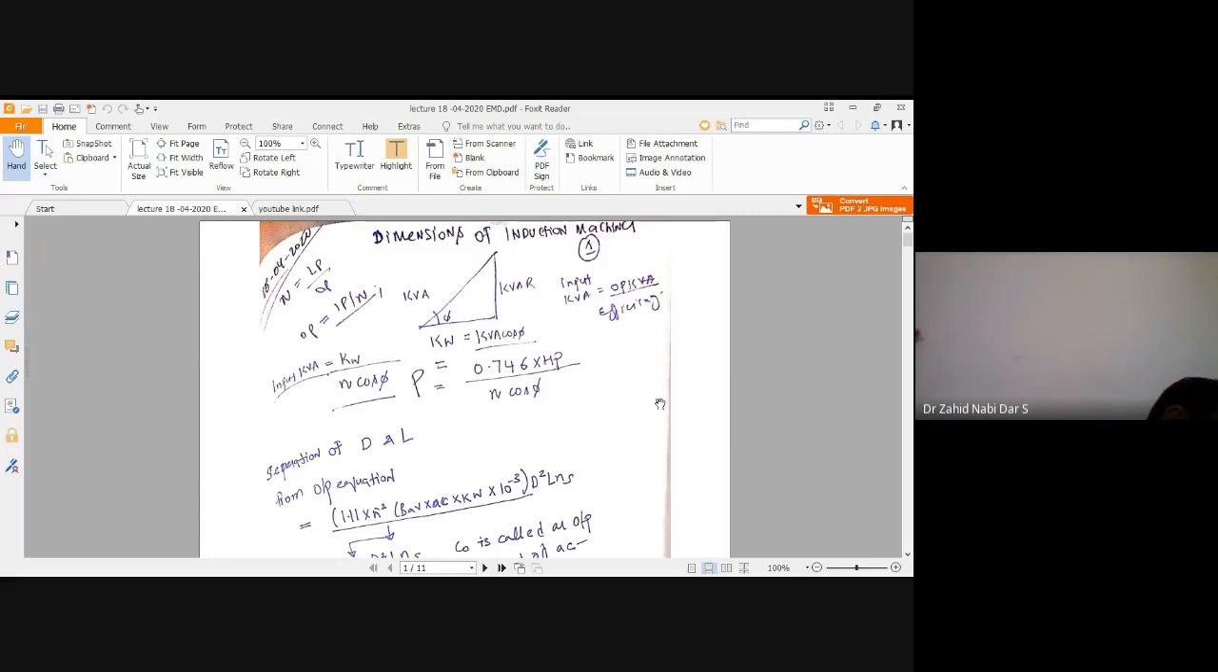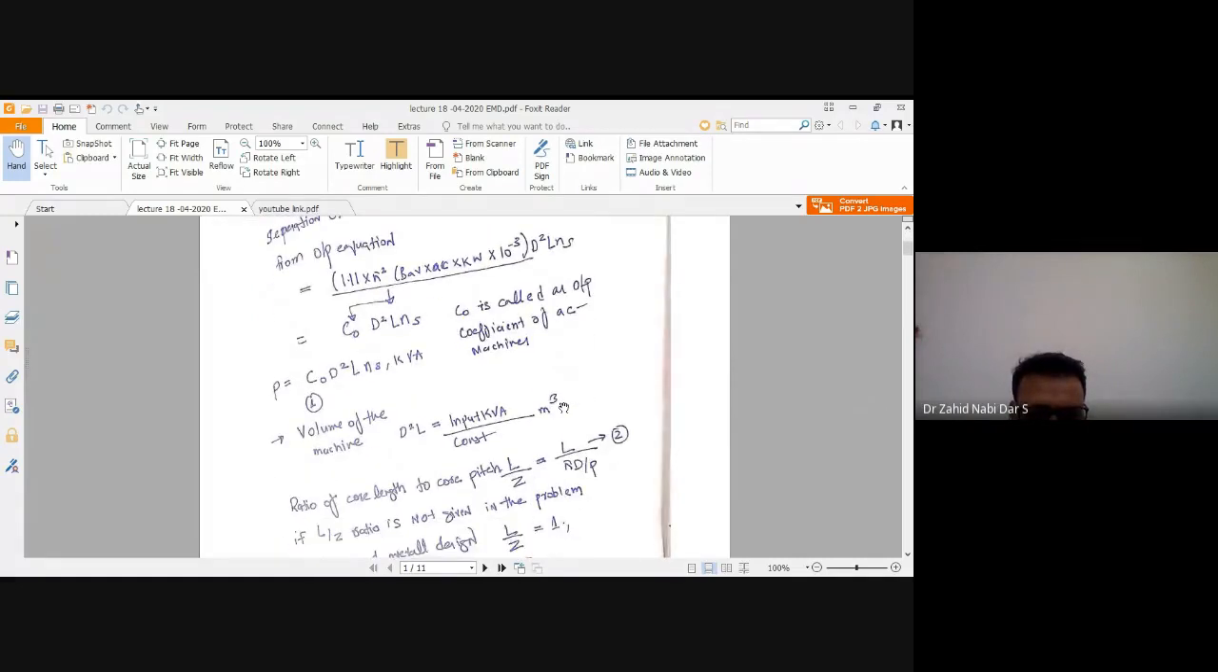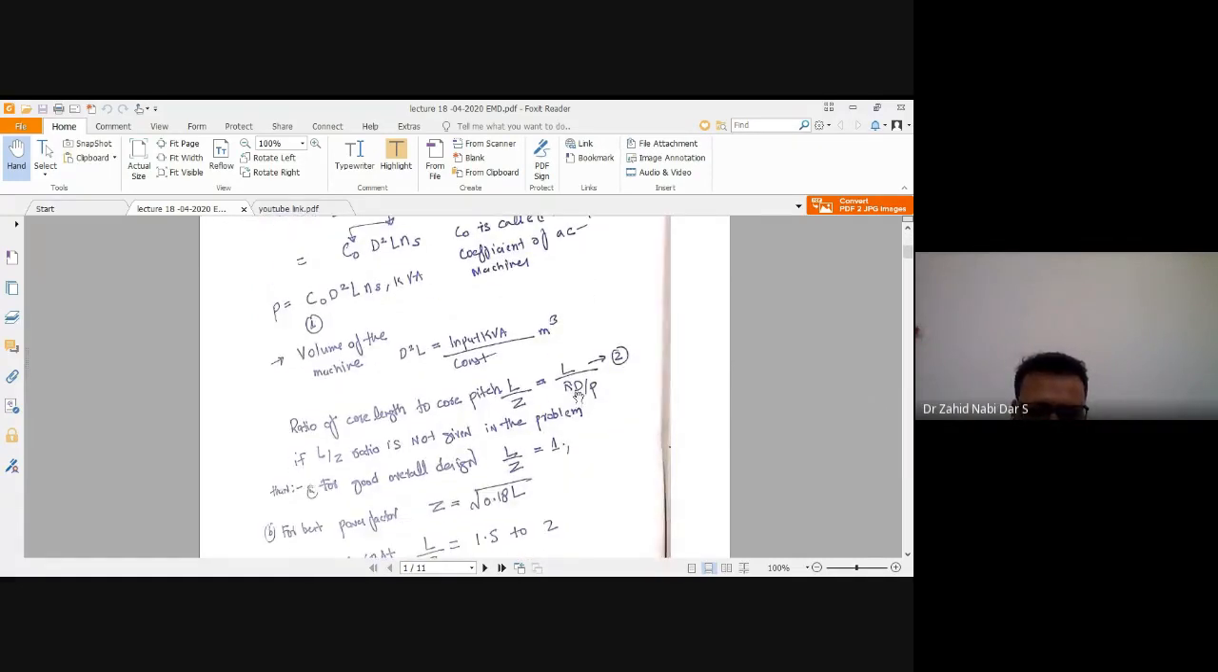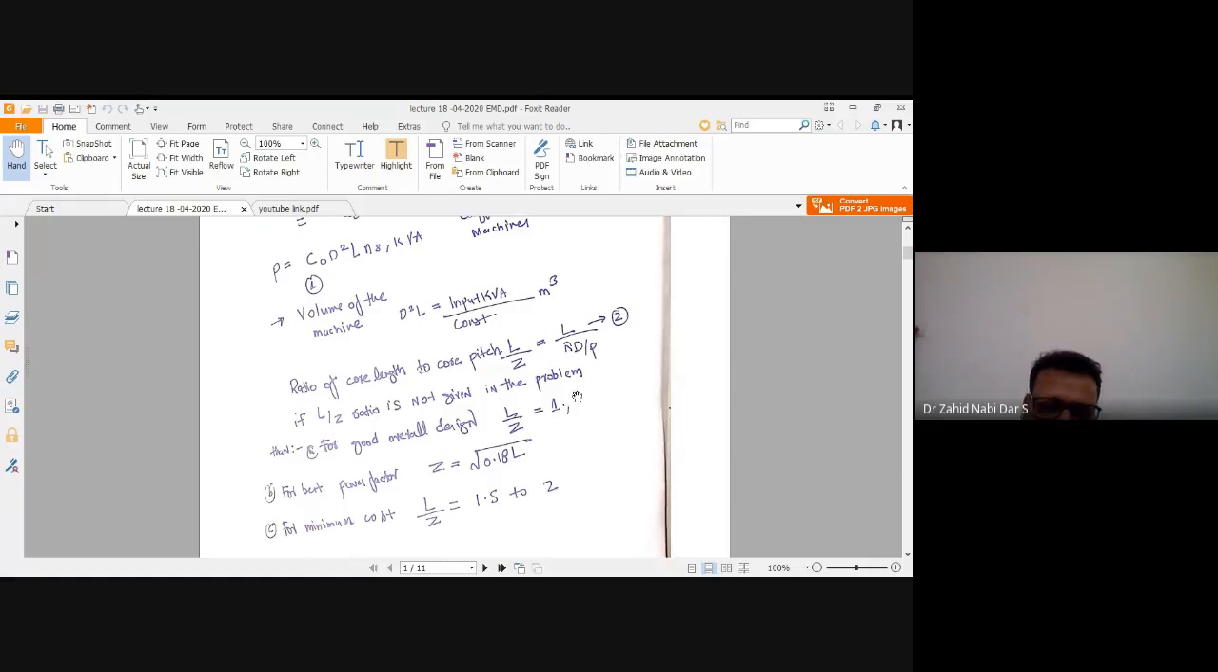One more important thing is that kVA is equal to kW divided by efficiency into cos phi, which we have also seen in the problem section. Now the question is how we substitute the other values, how we take the core length and the pole pitch value. There are certain conditions for this.